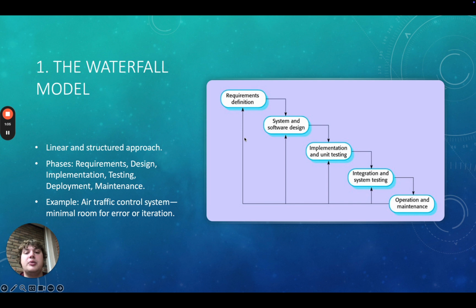A real-world example is software for an air traffic control system. Once requirements are established, there's little room for error or iteration. Waterfall works well here because the entire system must be meticulously planned and tested before deployment.